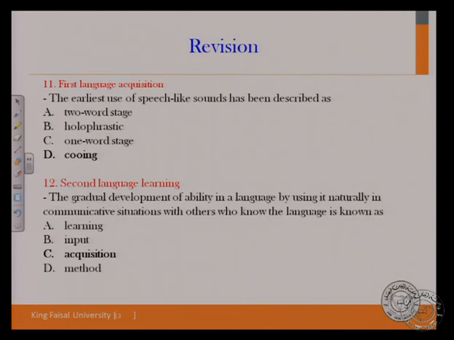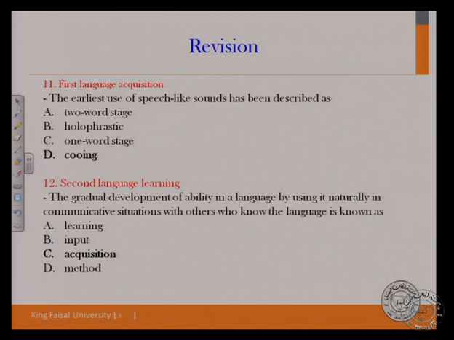Now from chapter or lecture 11, which was about first language acquisition, a question may come in this way. The earliest use of speech-like sounds has been described as this stage. Is it two-word stage or holophrastic, or one-word stage or cooing? Of course, the earliest use of speech-like sounds is called cooing. So the answer is G.